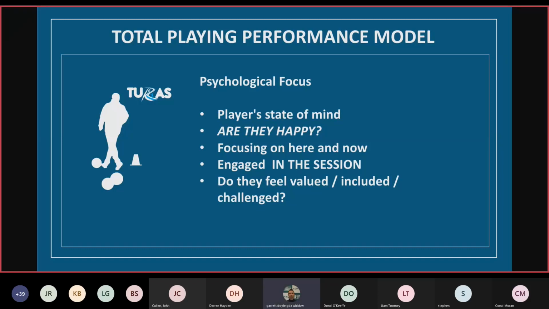If that's not correct, it's going to be difficult for them to feel included, to be able to learn, to be able to improve. So you want them to feel included, to feel happy, so they focus on the here and now. They get engaged in the session. They feel valued, included. In turn, they feel challenged, and they will be applying their energy towards improving and meeting the challenges you're setting them in the session.